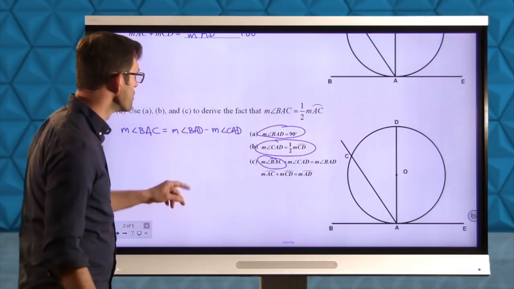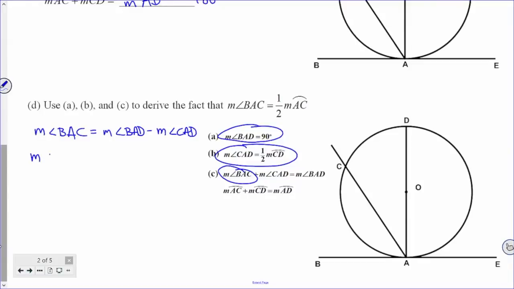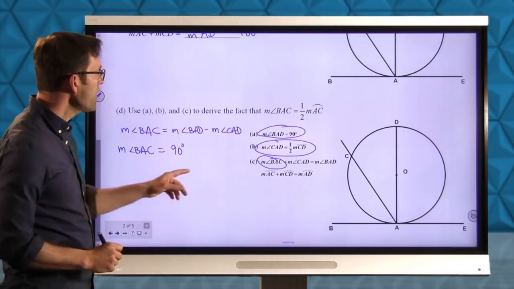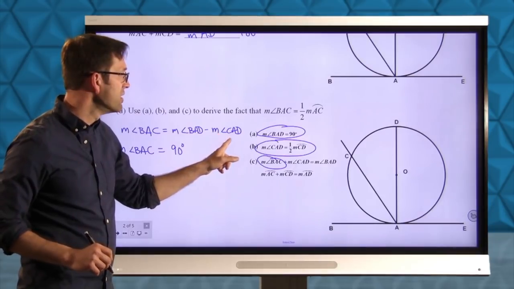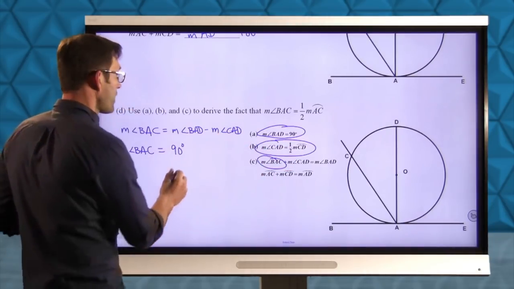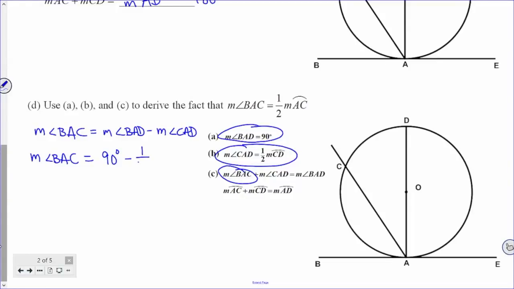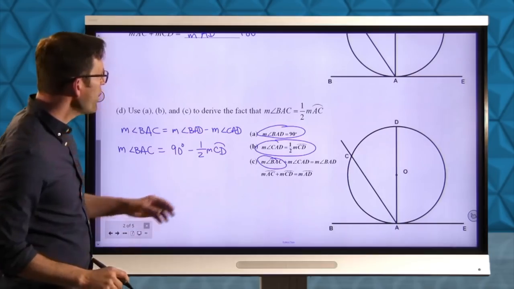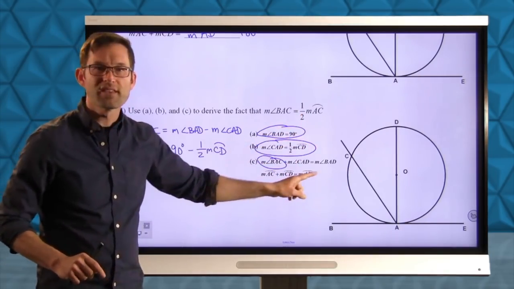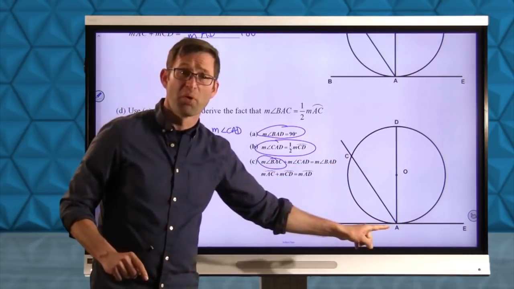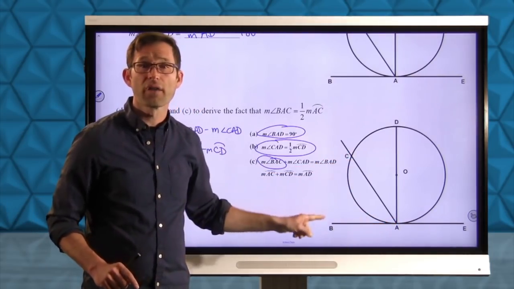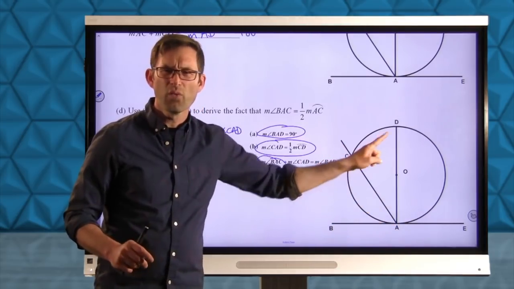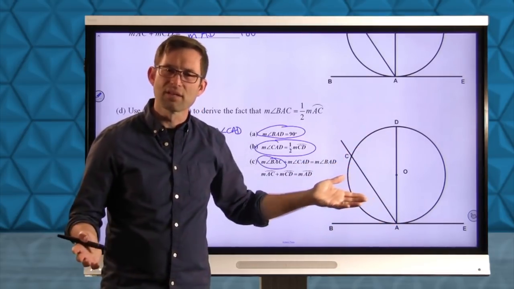Now let's do some other substitution. We know that the measure of angle BAD is 90 degrees. So I'm just going to do that. Likewise, we know that the measure of angle CAD is 1/2 the measure of arc CD. But we want to somehow get AC involved, because AC is part of the theorem, but also AC is the arc that is intercepted by BAC. So I don't really want CD in the mix here.